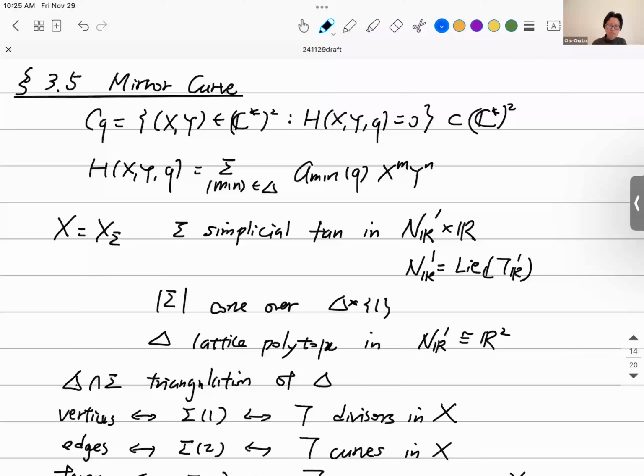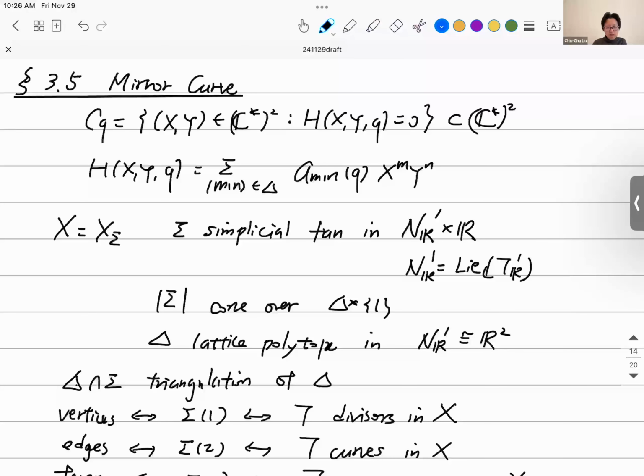Let me just say the following. In this case, the fan is in the Lie algebra of the compact Calabi-Yau torus, which is like R2 times R. And the Calabi-Yau condition tells us that the support of this simplicial fan is a cone over a two-dimensional thing in R2 times 1.